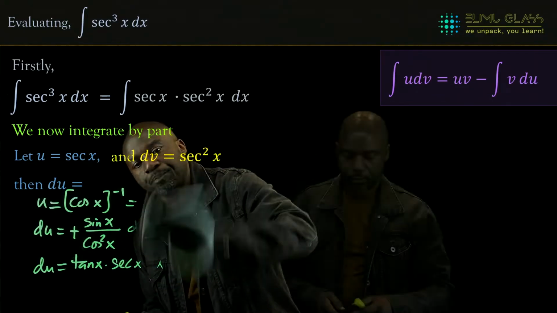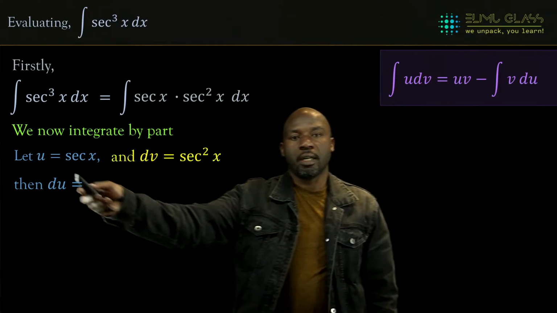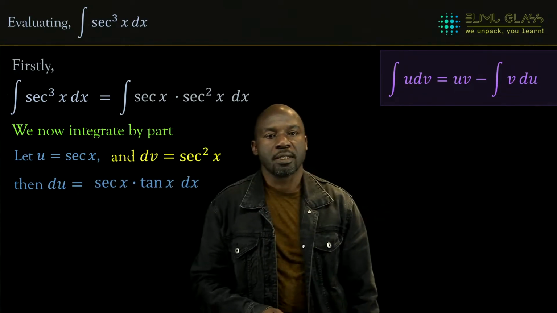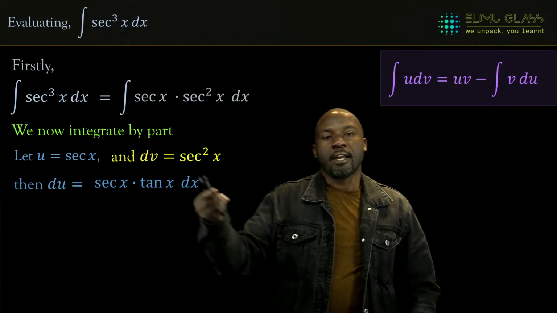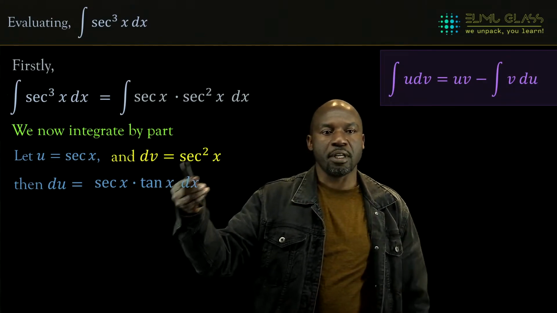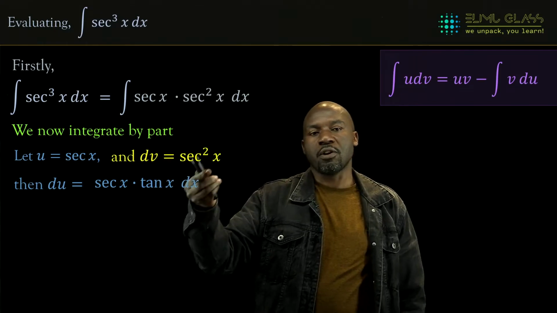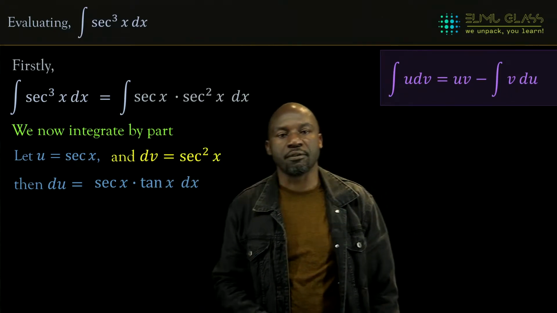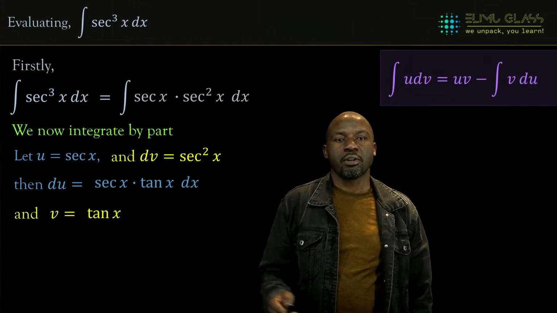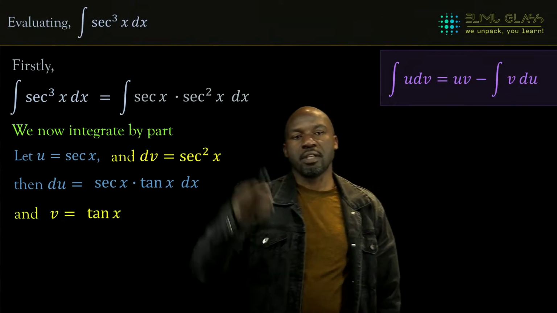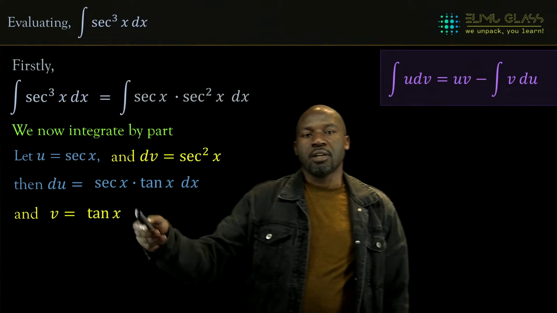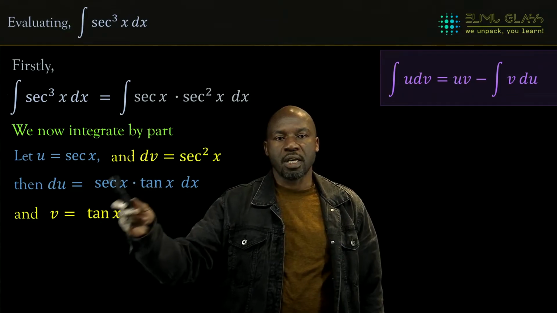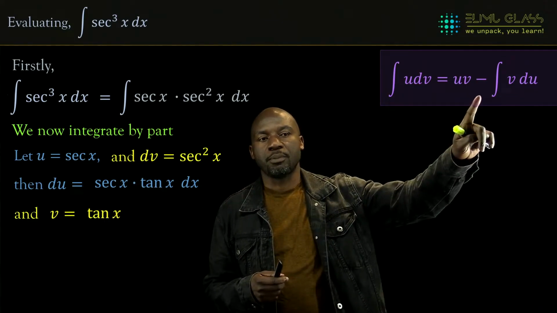All right, let's go on with it. If u is secant of x, then du becomes sec x tan x dx. And if dv is sec squared of x, then we know, by the reverse process, that v is going to be tan of x. So now we know u, we know v, we know dv, and we know du. All we have to do is substitute them.